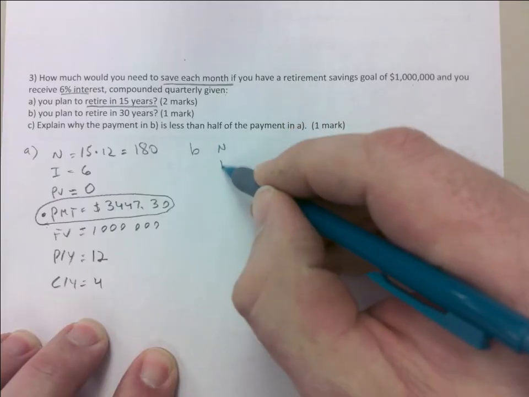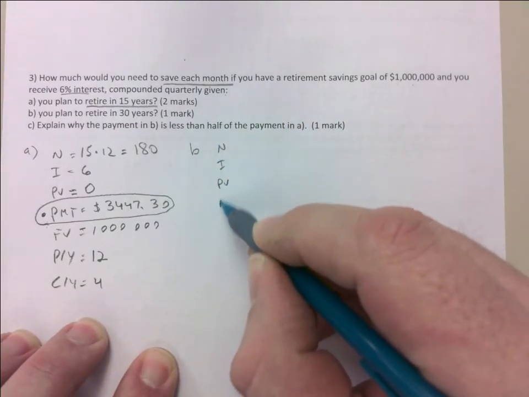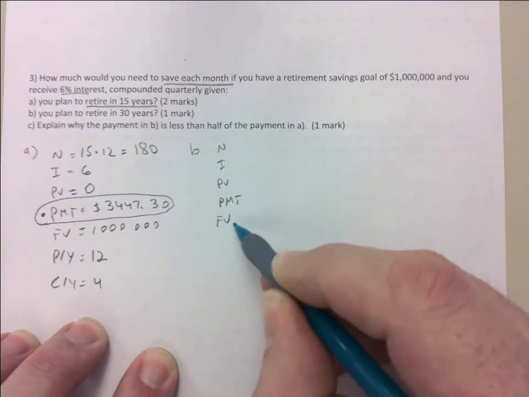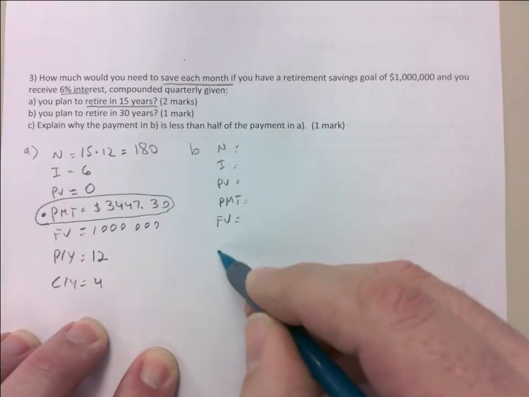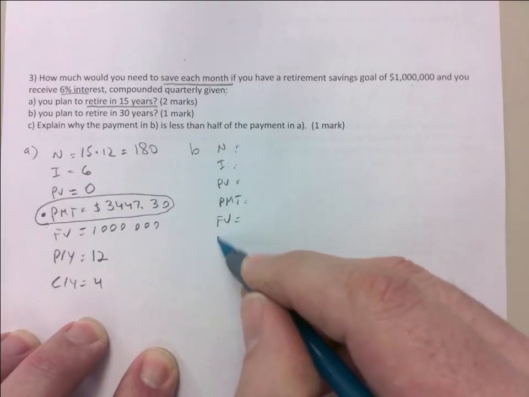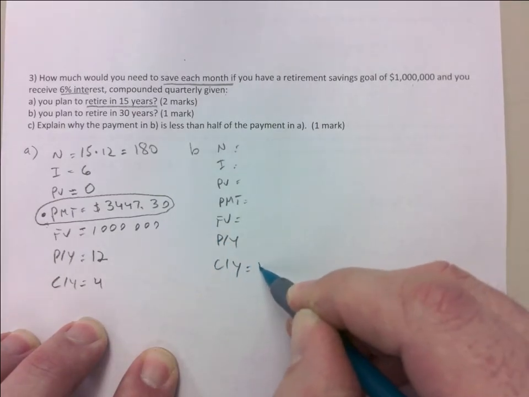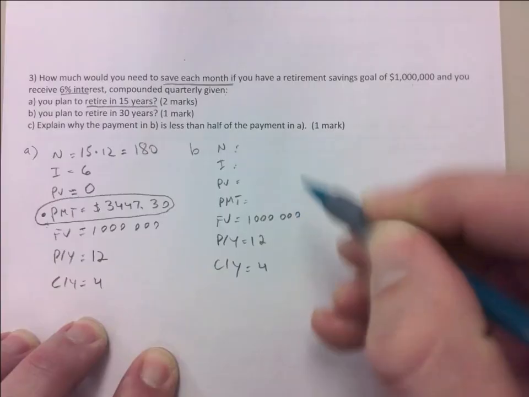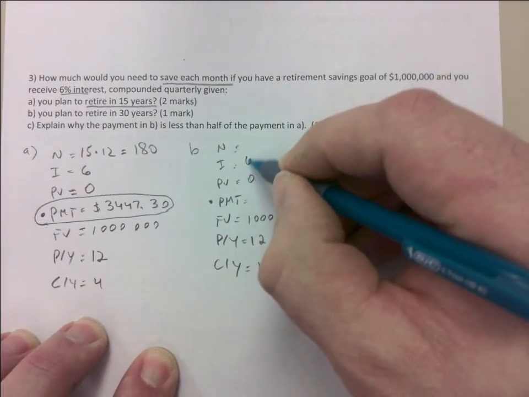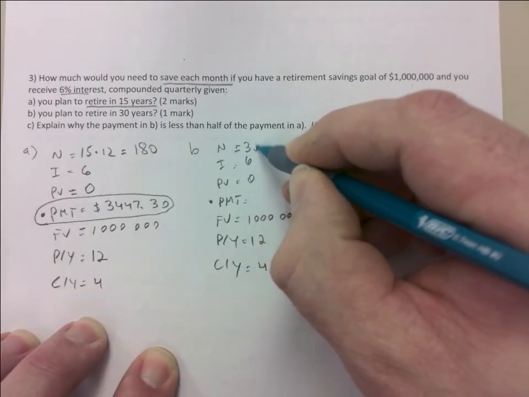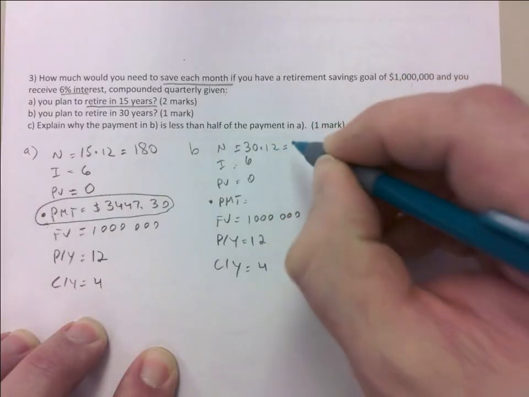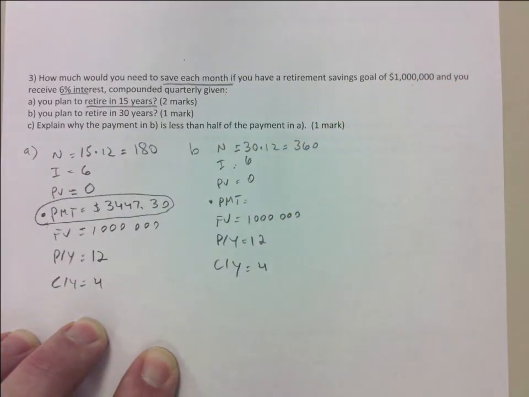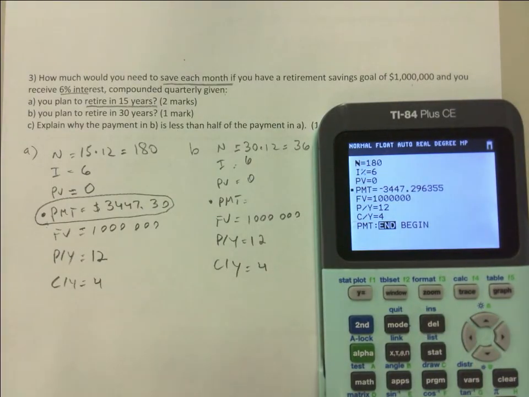B. What if you start earlier? You start much earlier. Twice as long. You have twice as long to contribute. Am I missing one? No, I think I'm good. Everything else is the same. The payment will be different. Interest rate is the same. But here we have 30 years times 12, right? So 360 payments will go by. So that means that this changes to 360. I basically just have to go to payment and look at that.